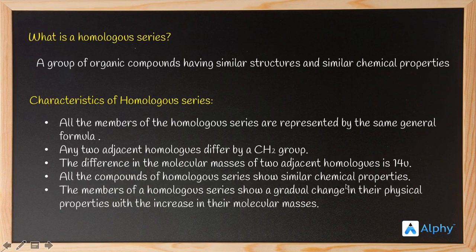The members of a homologous series show a gradual change in the physical properties with the increase in molecular masses. As we have discussed, the change in molecular mass between two adjacent homologues is 14 mu. So as the molecular mass increases, there is a gradual change in their physical properties too. Let's now check out an example.